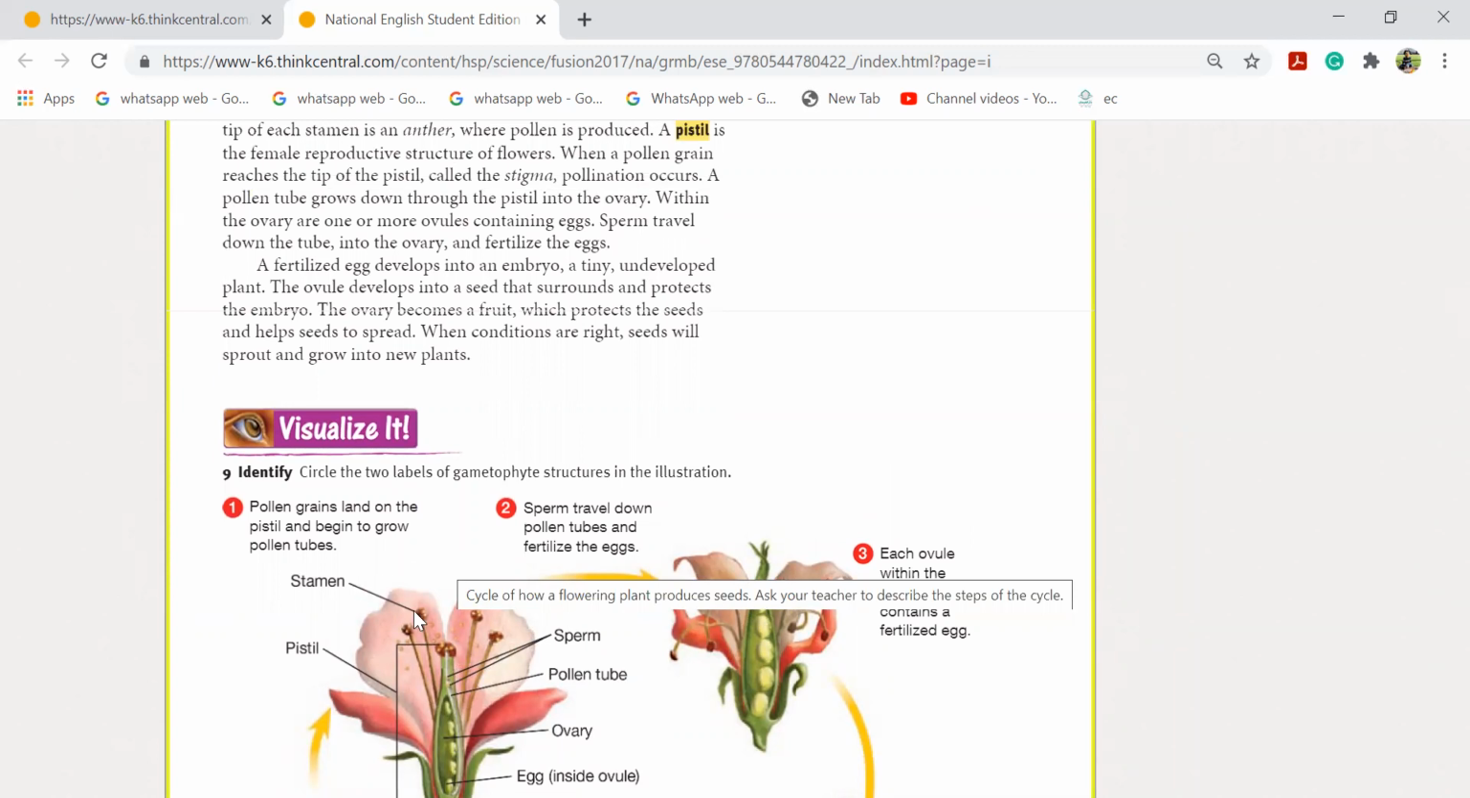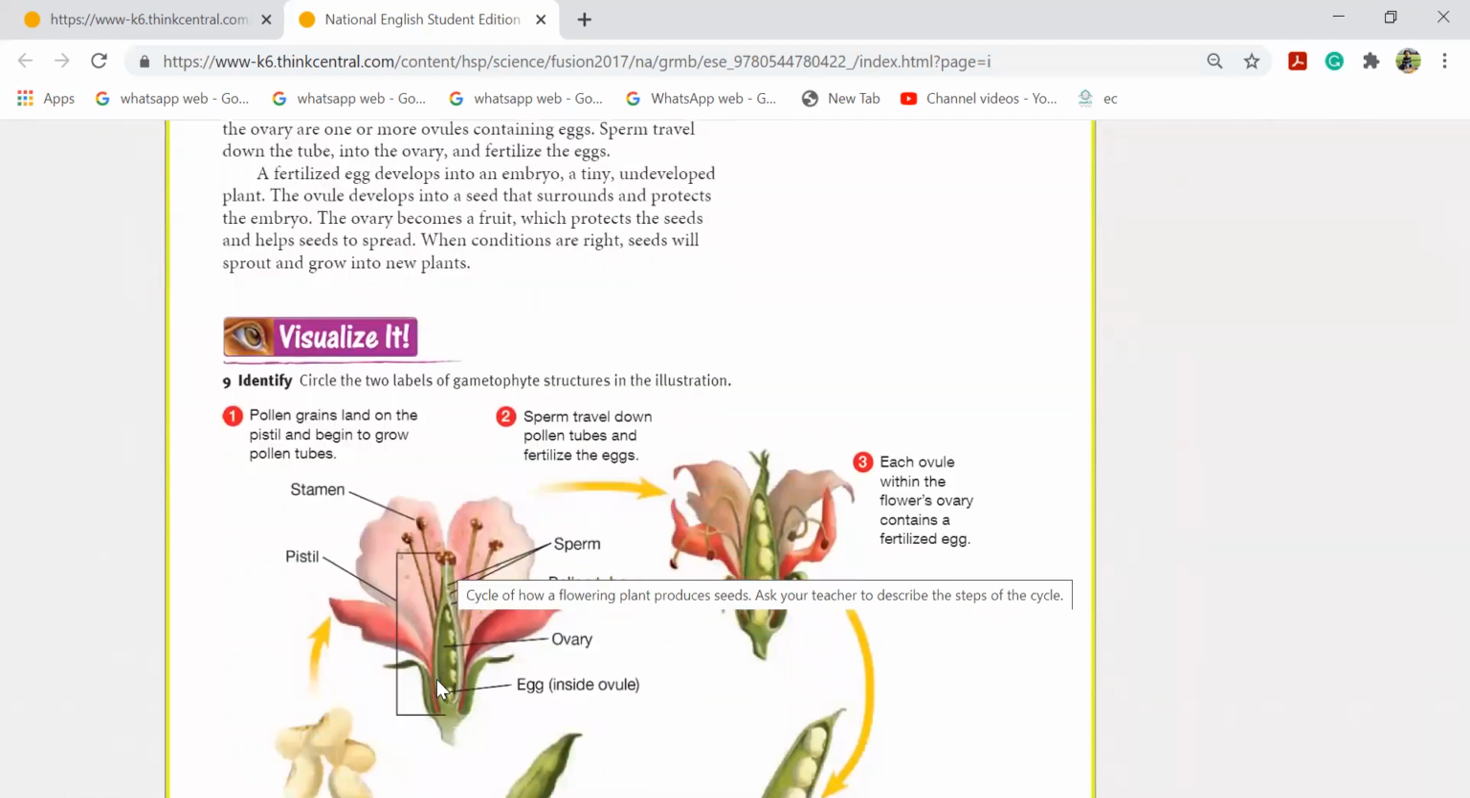So these pollen grains, which are produced from the stamen, go and fall on the stigma, where pollination occurs. And then they go down the pollen tube. This is the pollen tube. The stigma is sticky, so when pollen from the stamen drops onto the stigma, it sticks on it. And then they go down to the ovary, where inside the ovary is the egg cell. Can you see how the process goes on?